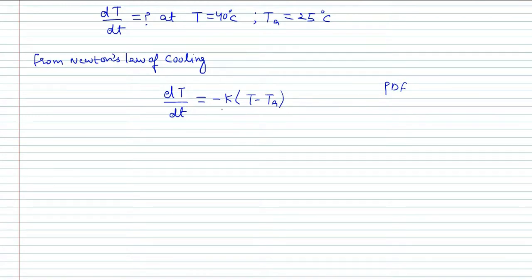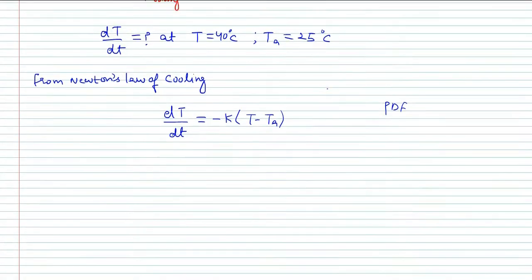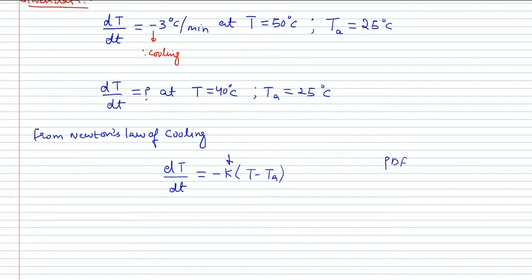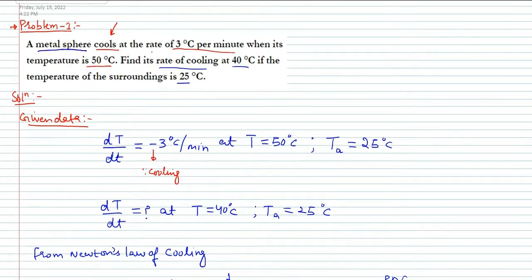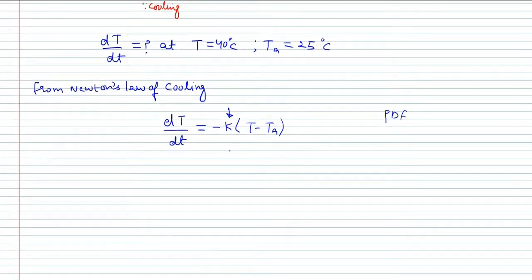Anyways, we know dT by dt is minus k (T minus Ta). First we need to find the value of k, because we are talking about the same body, the metal sphere. Its rate of cooling is 3 degrees per minute when its temperature is 50 degrees. Now we have to find the rate of cooling of the same metal sphere at 40 degrees centigrade. Since it is the same body, the k will be the same, and we don't know k yet. We know the temperature is 40 degrees, and the ambient temperature is 25 degrees. But what about k?